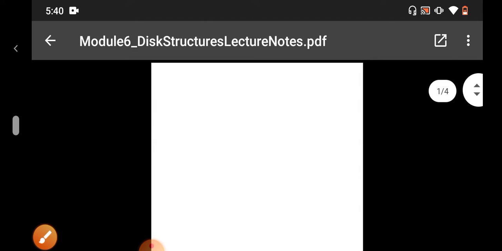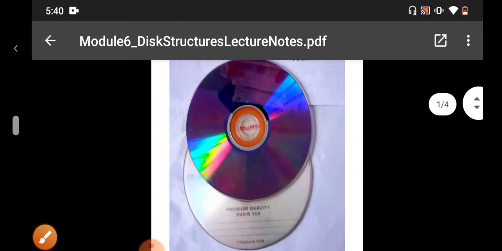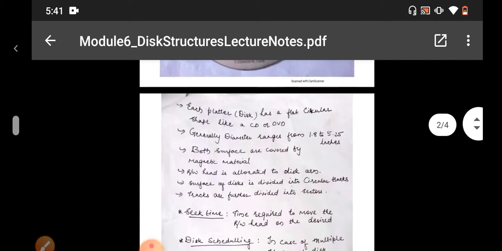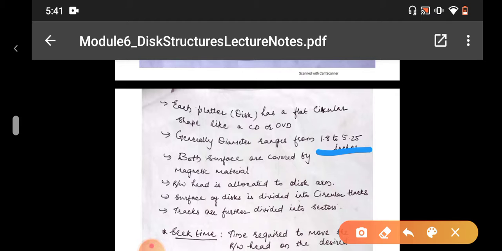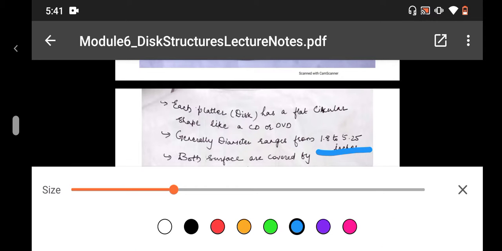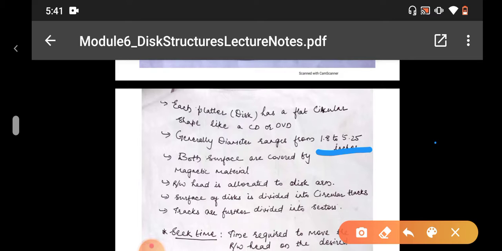So let's move ahead. That's all about the disc. Let's see the specification. Diameter ranges from 1.8 to 2.25 inches. Both surfaces are covered by a magnetic material. Read write head is allocated to a disc arm. The surface of the disc is divided into circular tracks. Tracks are further divided into sectors.